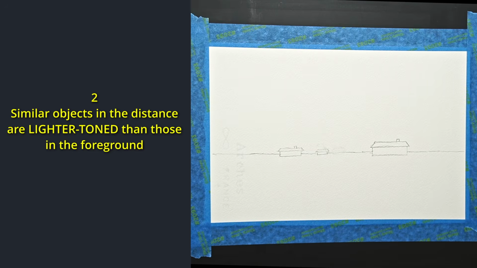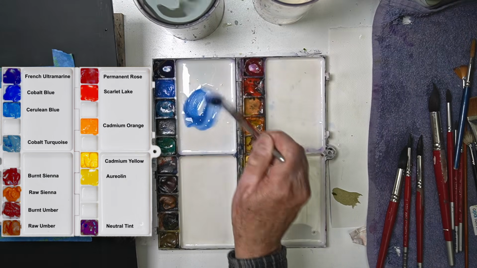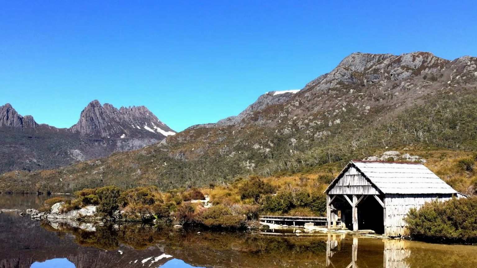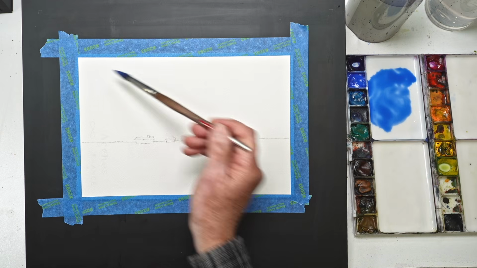In this example, I'm going to be showing you the impact of tone upon that feeling of distance. We'll start with the sky. Now, if you look at the sky, you'll see that it's darker in tone up above, and the further away it gets from you, it gets lighter and lighter. So we'll start with this mix.